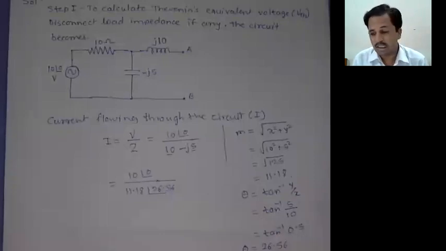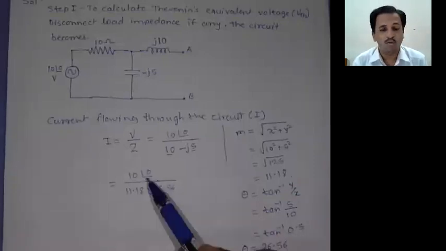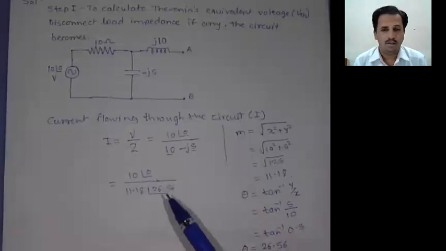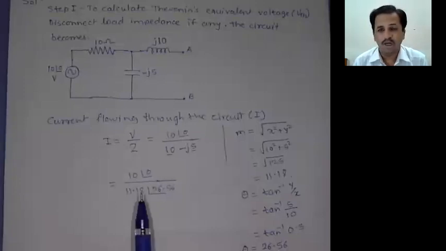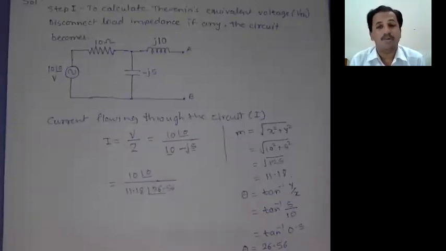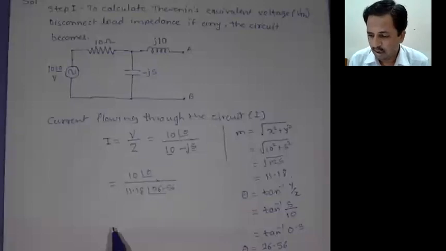Now, why are these quantities required to be converted into polar format? Because whenever we have to use division and multiplication operations, it is better to have the quantity simplified in polar format. And if you require addition and subtraction, in that case, you have to use the rectangular form.